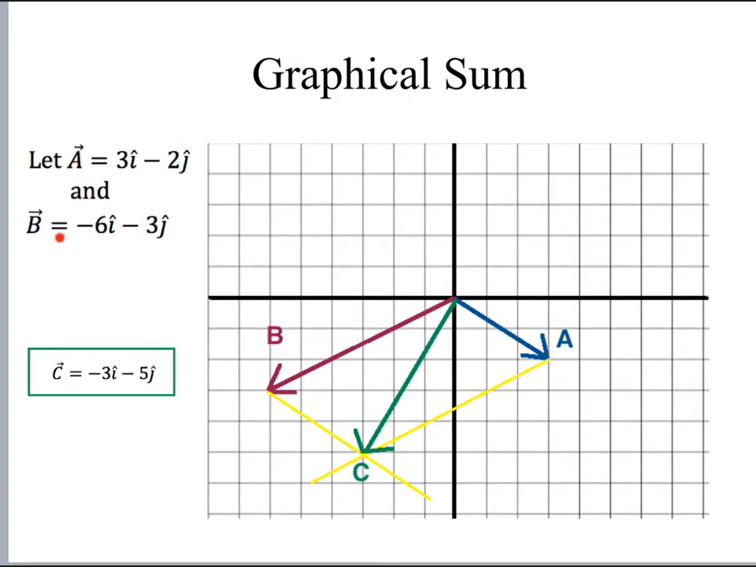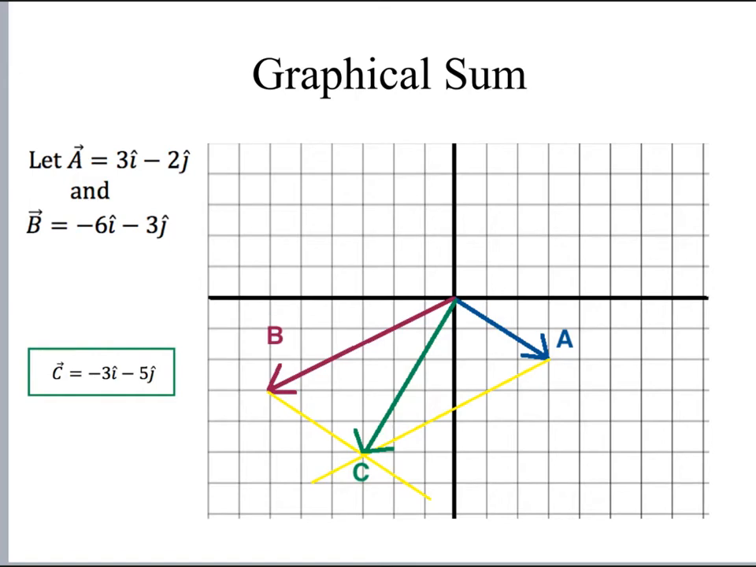My B vector is minus 6i minus 3j. So that's minus 1, 2, 3, 4, 5, 6. That's 6 in the negative x direction. And then minus 3j, that's 1, 2, 3 down. And so that's going to point to the point negative 6, negative 3. And that's our B vector.